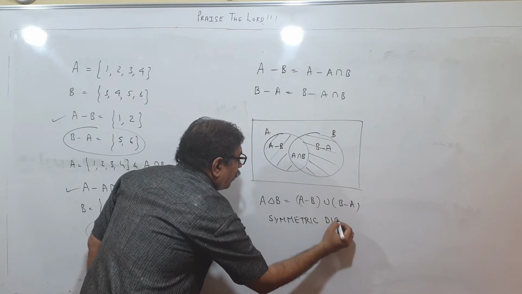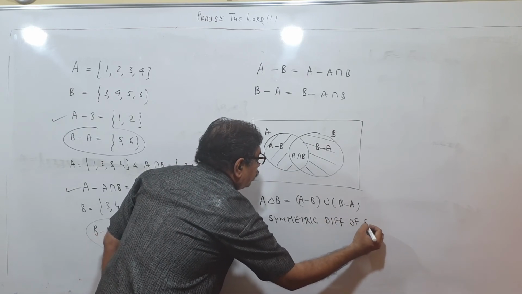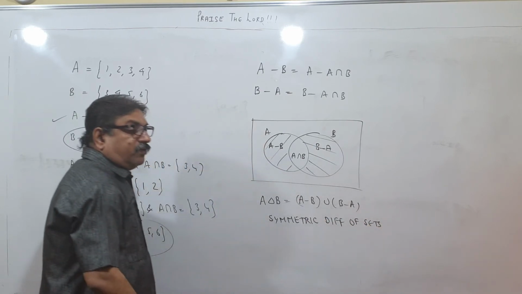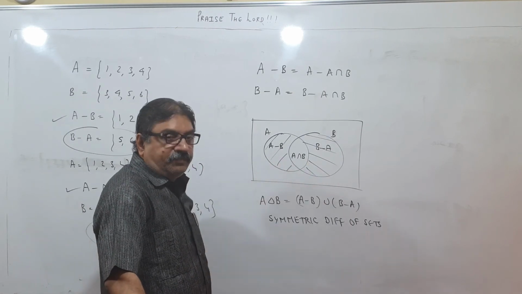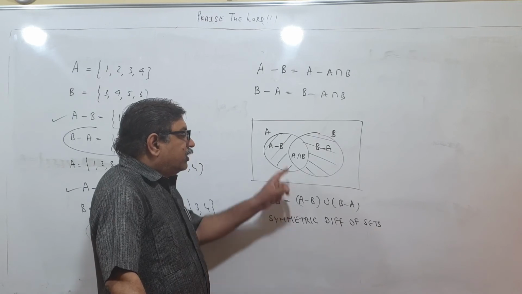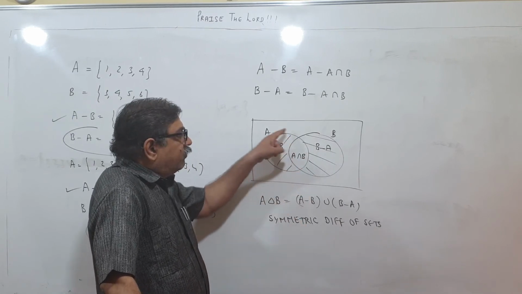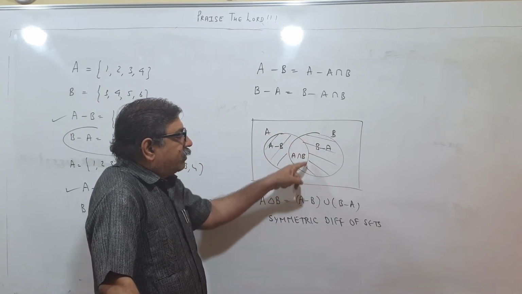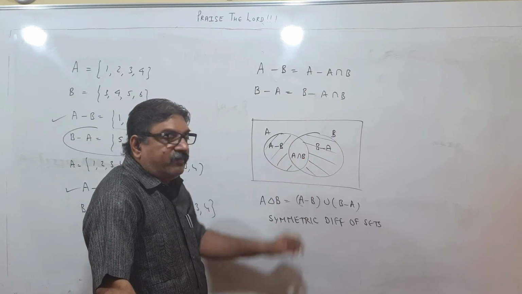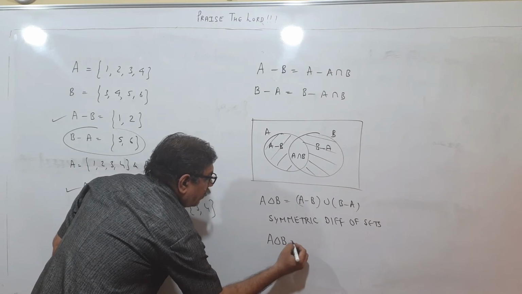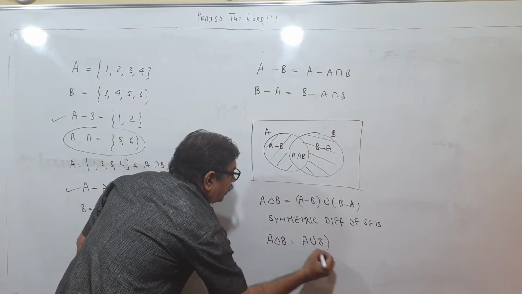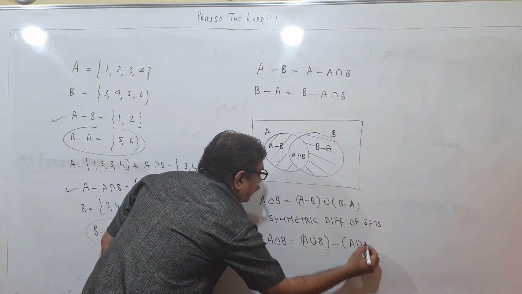Symmetric difference of sets. Not difference but symmetric difference. Symmetric difference means A delta B, which is this union this. Now if I want this region or this region, from full A and B, I can subtract this much region, so this and this will remain with me. So I can write A delta B is also A union B minus A intersection B.